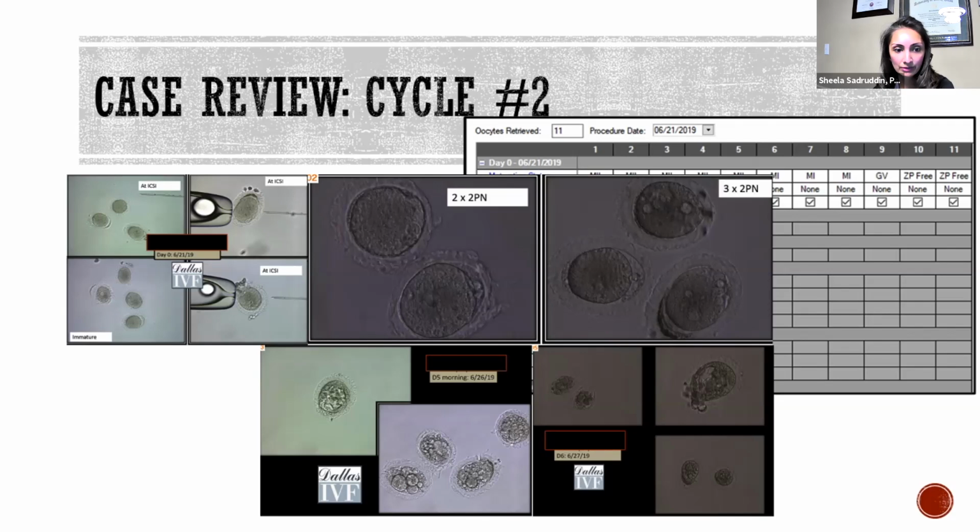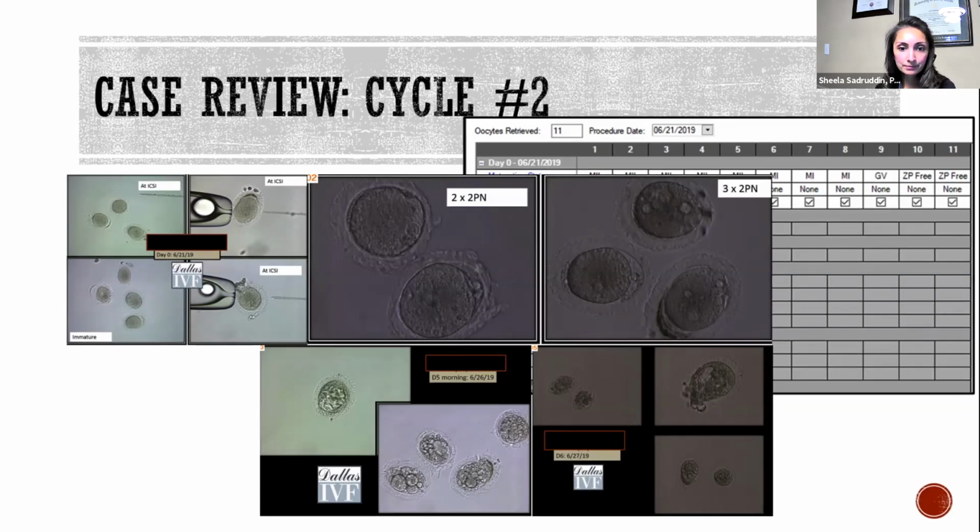We went ahead and performed ICSI on all of the oocytes that were mature. We saw that 5 fertilized normally. However, morphology was extremely poor, with abnormal shapes of cells and very dark, coarse granular cellular cytoplasm. So we were certainly concerned. We did notice that on day 5, the embryos were highly fragmented and many of them arrested at the cellular stage. We did have blastocysts develop, however they were not usable. They were very poor quality and unfortunately resulted in a negative cycle.